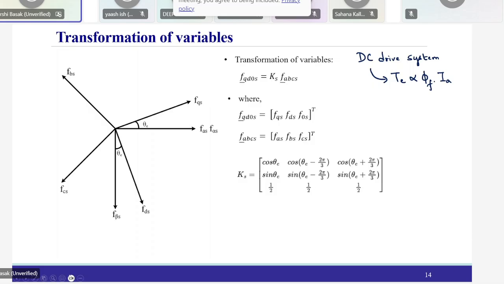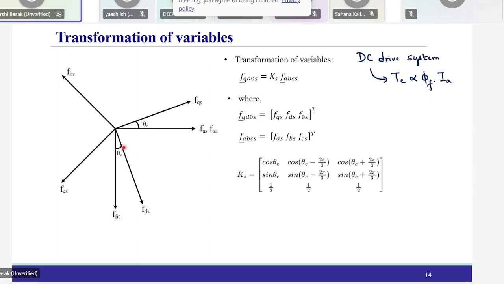Before going into that, we need to go for the transformation of variables, which is given by this expression. Let us consider any function f. This f can be either voltage, current, or flux linkage. This f is transformed to a fictitious reference plane, given by FQS, FDS, and F0S. Zero sequence cannot be shown anyway. And this reference frame is actually a rotating frame.